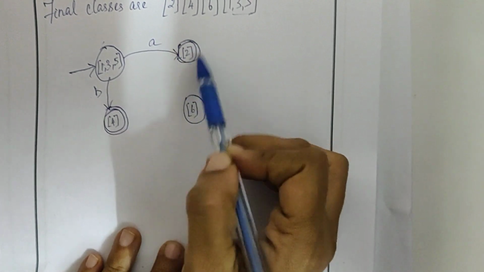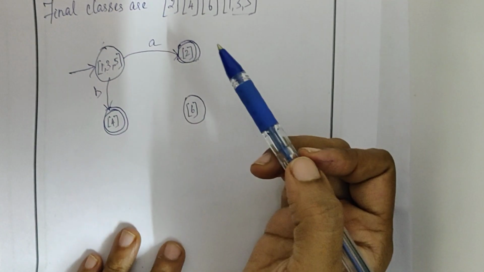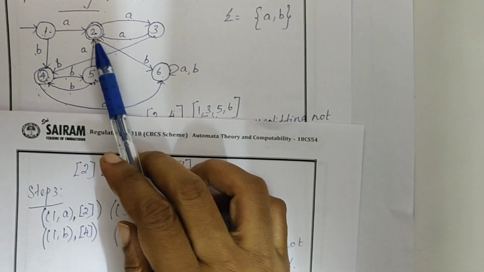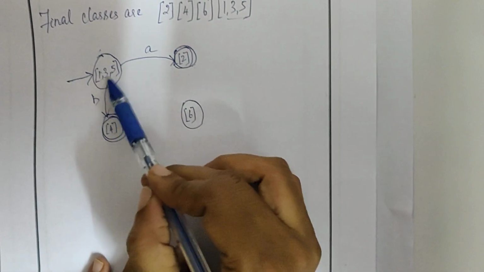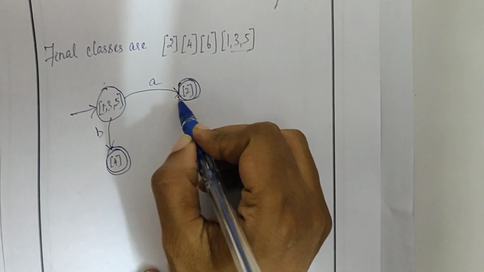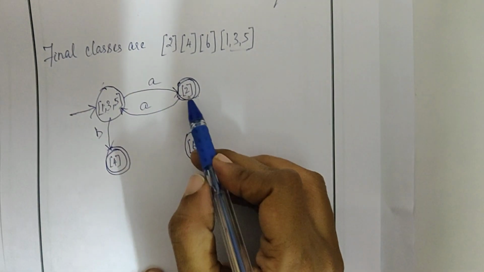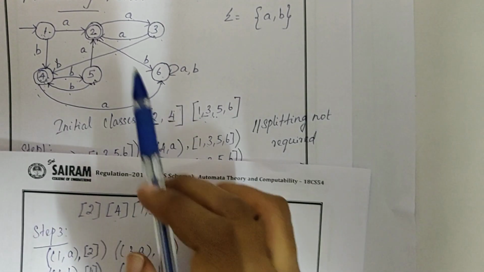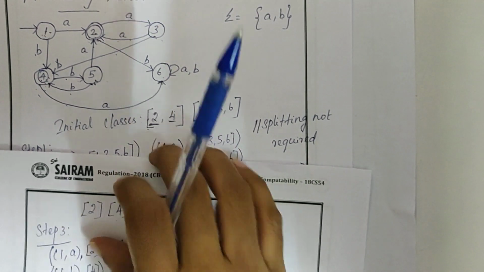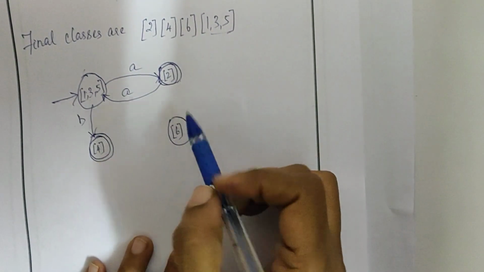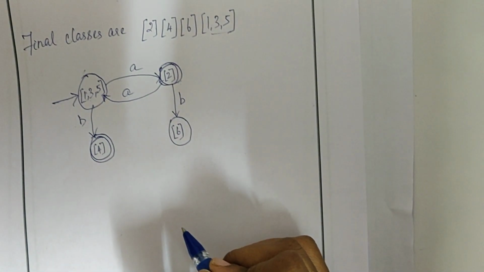Now coming to this class, 2. You have to find the transition of 2 comma A and 2 comma B. 2 comma A is moving to 3. Where do I have this 3? Here. So 2 on A is moving to 3. Then 2 comma B: when 2 takes B input, it is moving to 6.